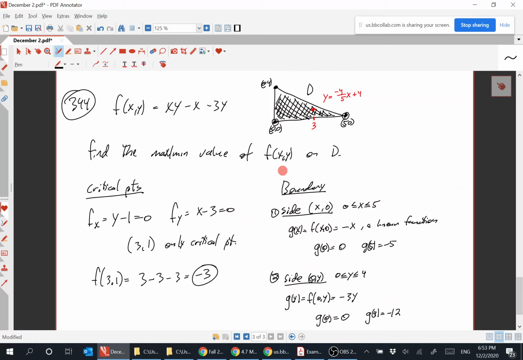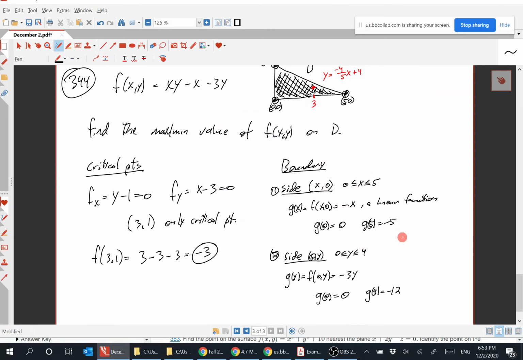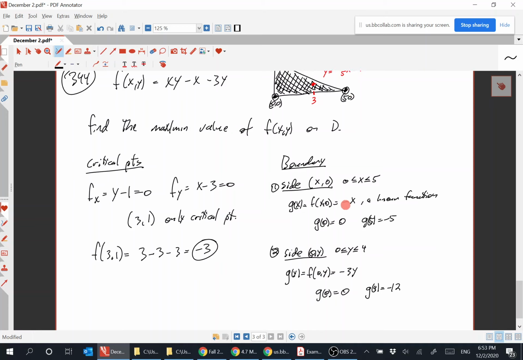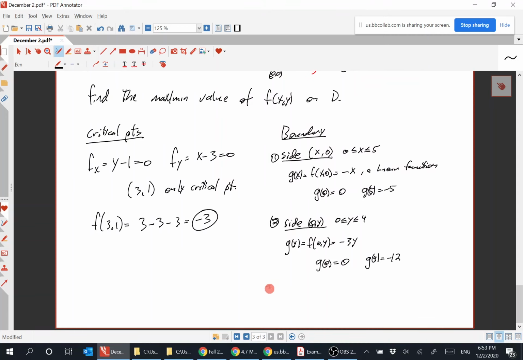So now I've checked all three of these points here. The f value here is 0, the f value here is minus 5, and over here it's minus 12. So now I've got my third side. What's that third side going to be? How do you describe that third side?